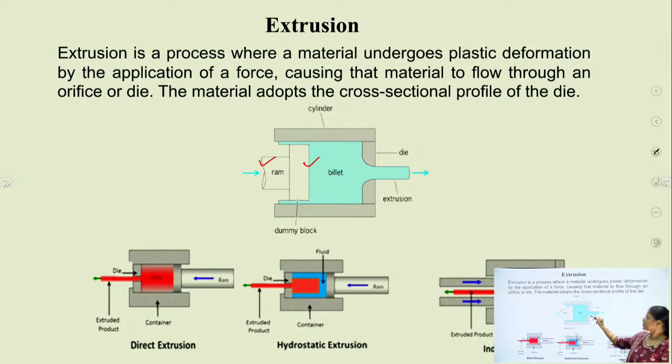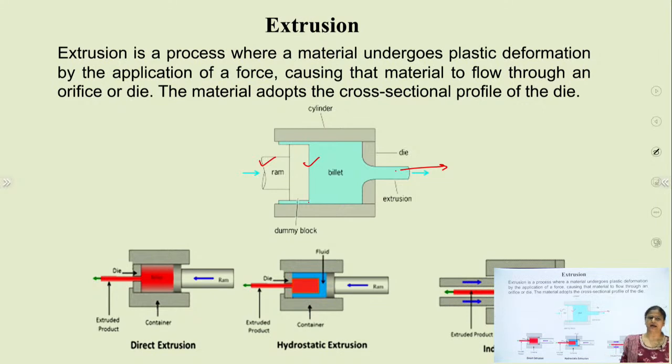Whatever the cross section of the die opening, we will get the same cross section in the product. We apply pressure through the ram on the pressure plate or dummy block. The dummy block applies pressure to the billet, and through the opening of the die the material extrudes. We can get the extruded product through the opening of the die.